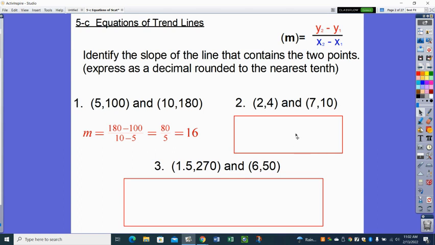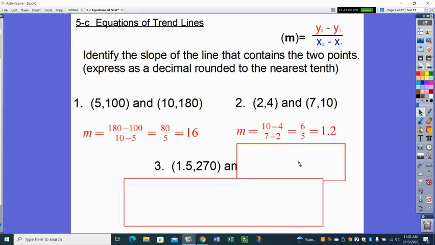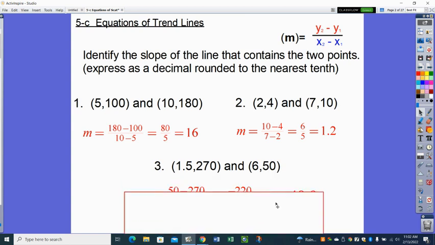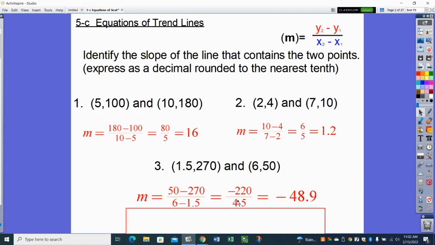So 10 minus 4 is 6, and 7 minus 2 is 5. Now this time 6 divided by 5, because it's a real world graph, we're going to make it a unit rate. So 6 divided by 5, it's about 1.2. One more. And did you notice this time I did the 50 minus 270 gave me a negative, and the 6 minus 1.5 gives me a positive, and negative 220 divided by 4.5 is negative 48.9. So here's a negative slope.